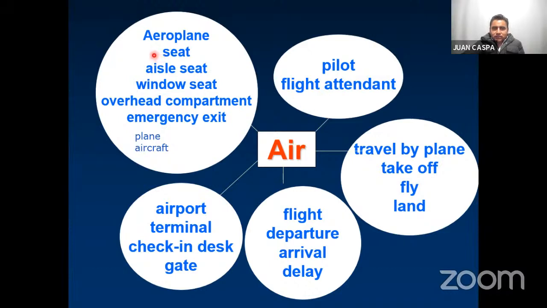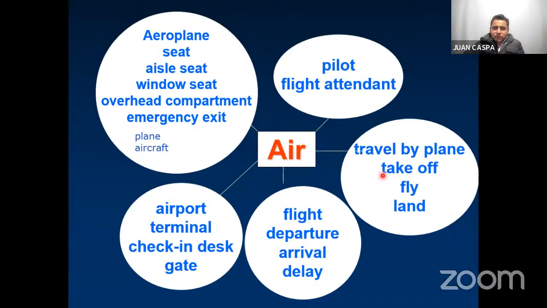So then we have the seat, of course, in the plane: the aisle seat, right? The window seat. The window seat is by the window, and the aisle seat is in the middle, and the overhead compartment. Emergency exit, of course. If something happens, people can escape from that, right? Exit the door. It's possible to say also that. And also, when we talk about air, we can say travel by plane, right?